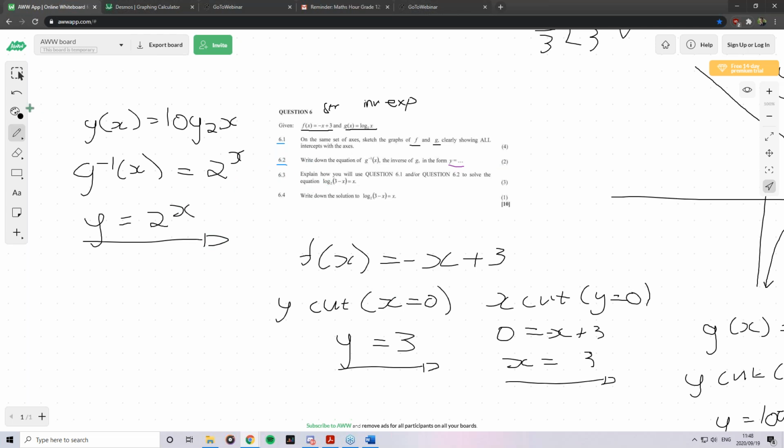We don't have much more time, so let's just finish off with 6.3 and 6.4. I'll give you a bit of time until 10:02, I think, so just 2 minutes. This is just an explaining question. You don't have to actually solve it. You only solve it in 6.4.